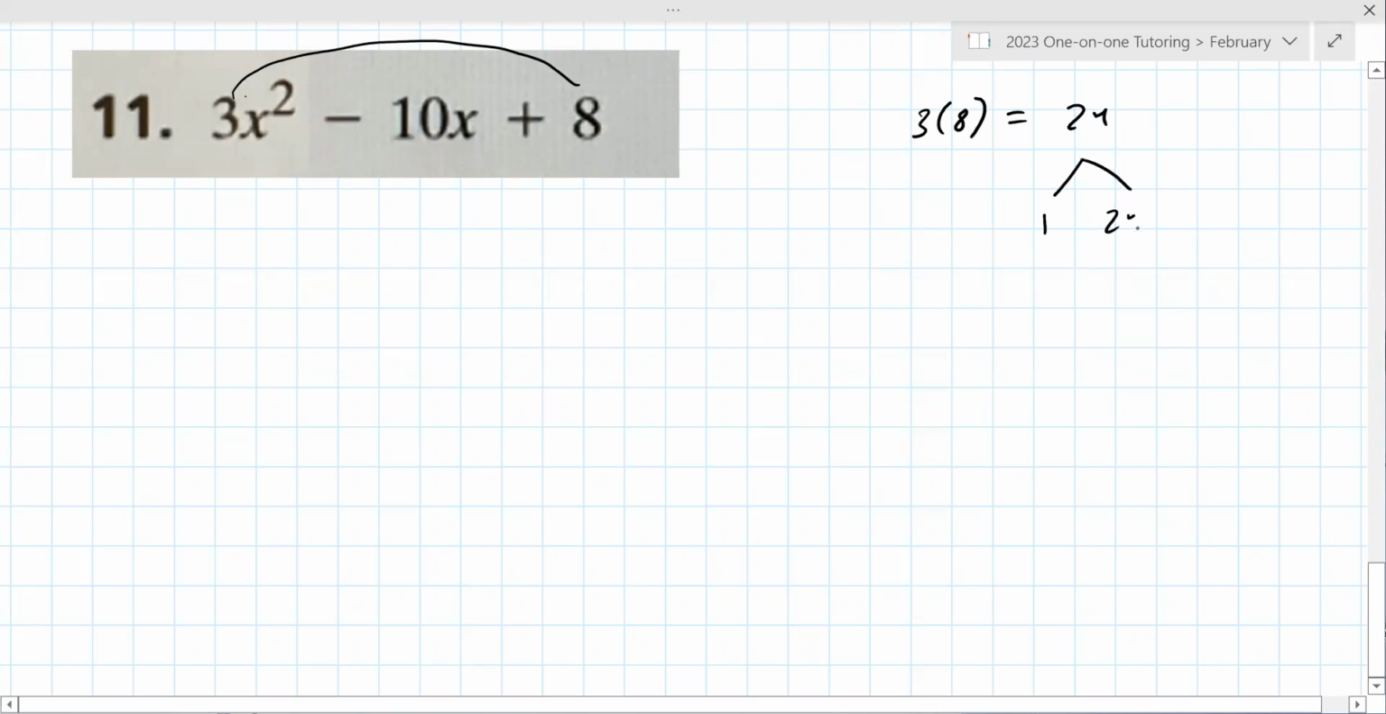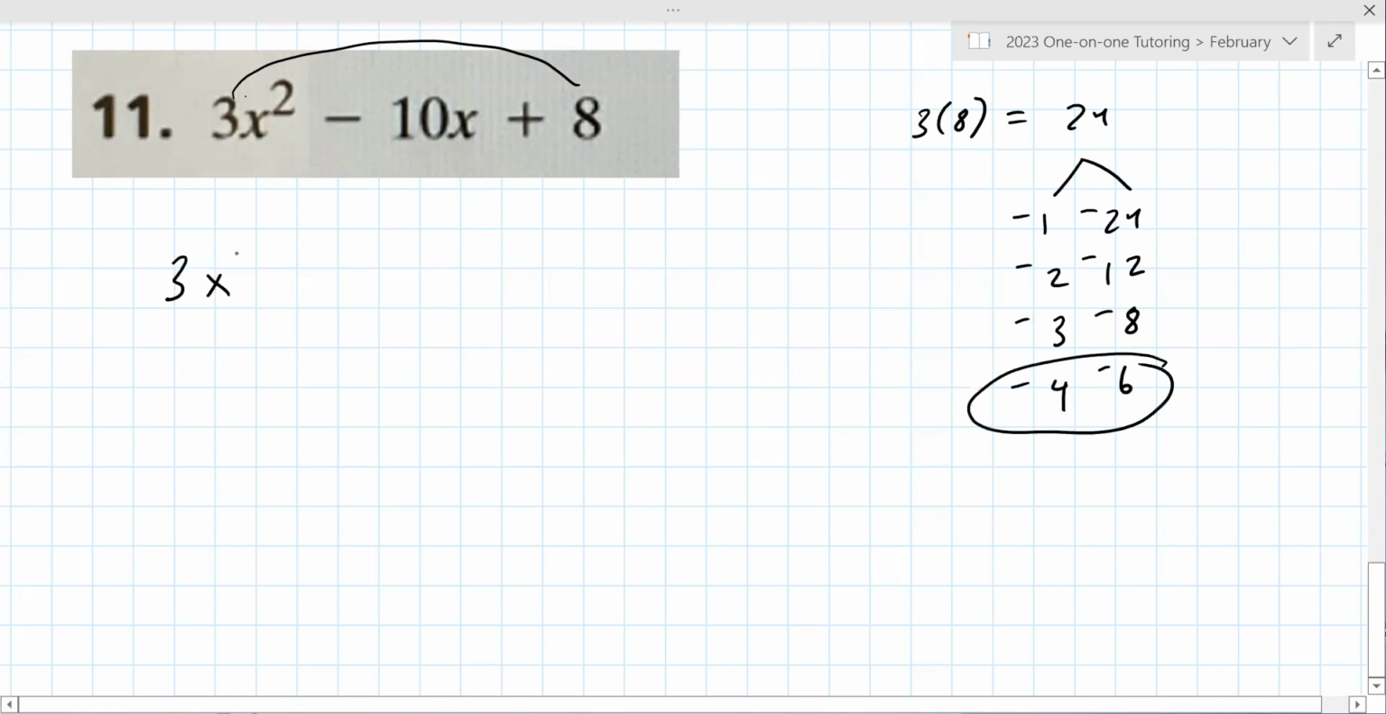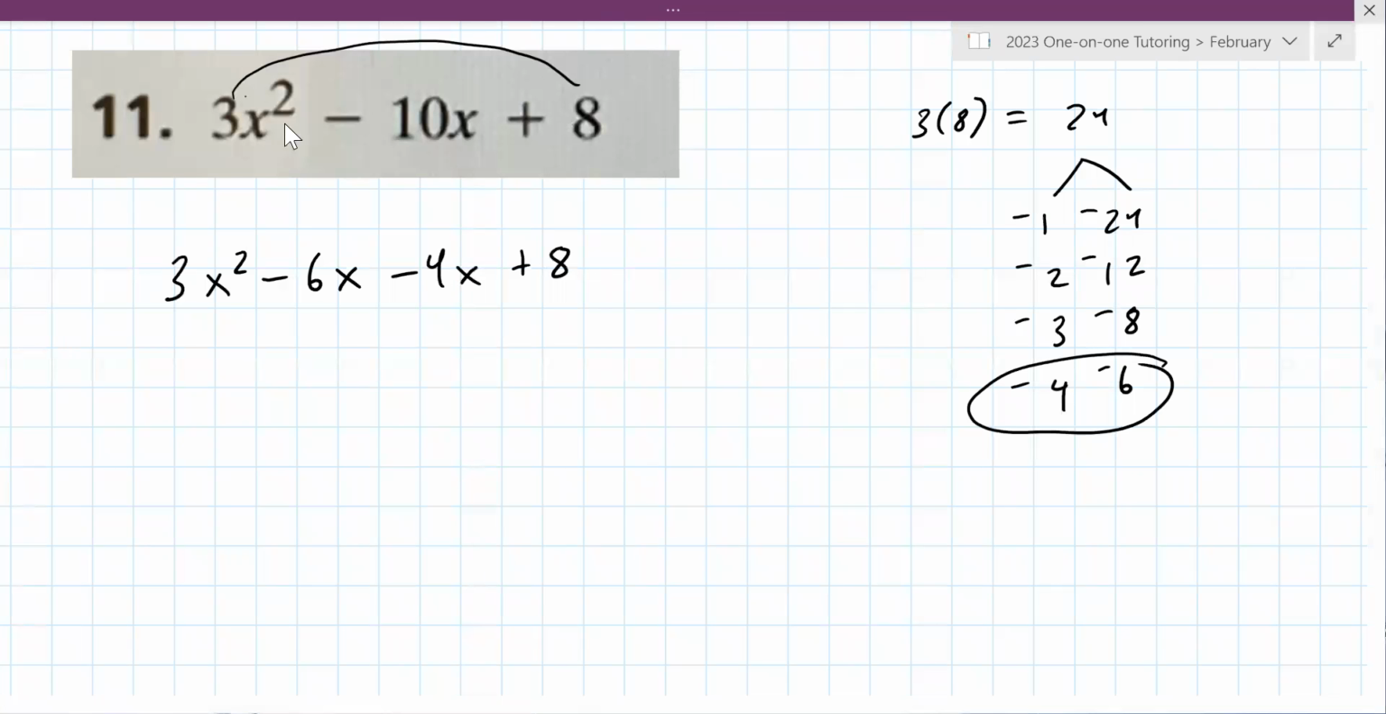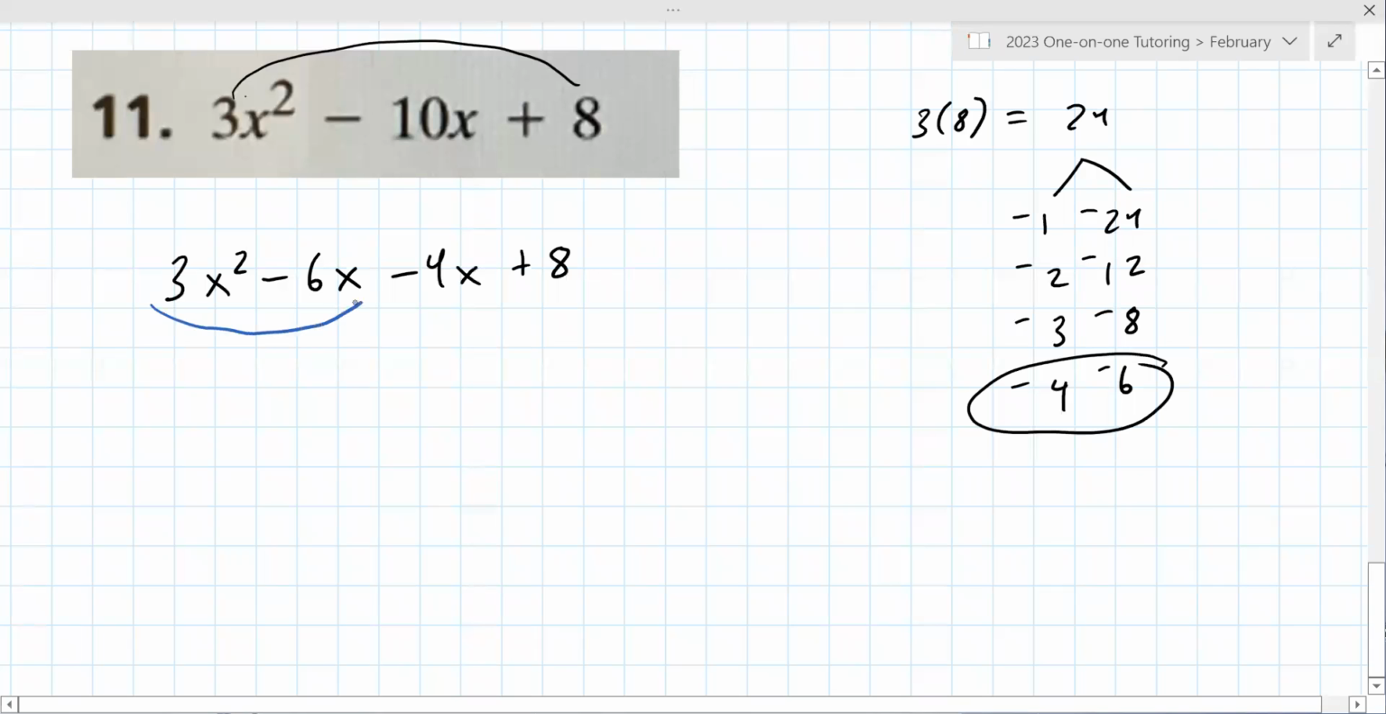If you do all the positive ones, none of these work. But if you make them both negative, they still multiply to positive 24, and one pair does add up to negative 10. So this becomes 3x squared minus 6x minus 4x plus 8. You look at the first two terms, find the GCF between them, so that's 3x. It becomes x minus 2. You write x minus 2 here. Now, what goes in here such that when you multiply in, you get back to the previous line?